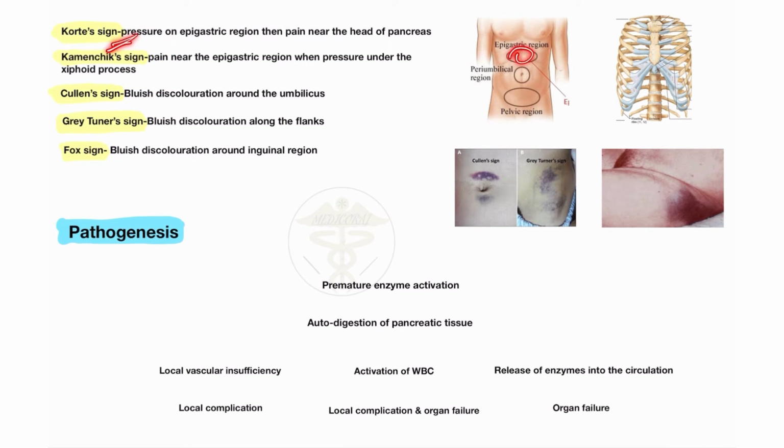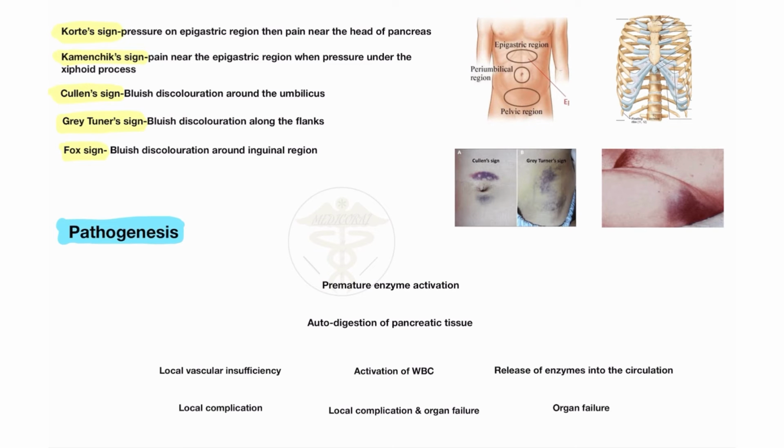To summarize: Cortisine is pain in the epigastric region near the pancreas, and Kamenchik sign is pain when pressing on the xiphoid process. Cullen sign is bluish discoloration around the umbilicus. Grey Turner sign is bluish discoloration around the flank, and Fox sign is bluish red discoloration around the inguinal region or genital area of the patient. You need to learn all these signs for acute pancreatitis.